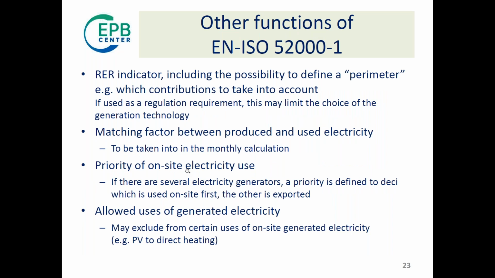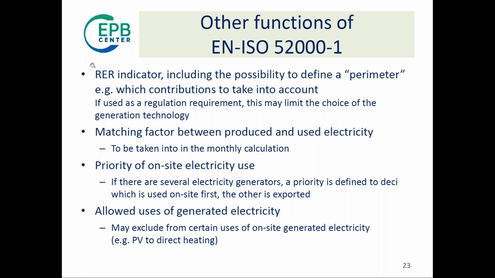And another function of this EN 52000-1, of course, is that you are building the renewable energy ratio indicator, and here you have the possibility to define a perimeter, which contributions to take into account. For example, don't take into account imported renewable, because you want to take into account in the renewable energy ratio what is the effort done by the building. So you exclude the renewable which has been imported. You take into account only renewable produced on site to show what the contribution of your building is. This is one reason. It depends on what you want to indicate with this indicator.